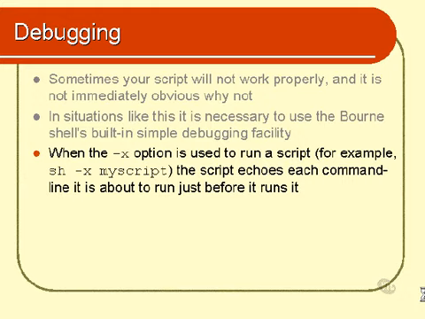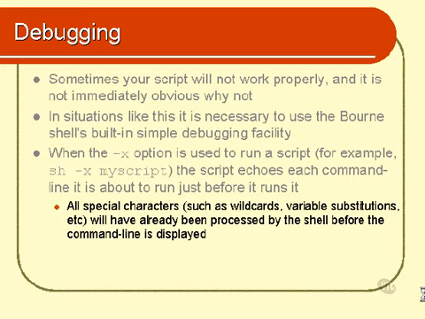It involves running your script with the -x option. The -x option is actually an option to the shell. So you would have to run your shell script like sh -x and then the name of the script, as you can see on the screen. Now what that does is just before each command is about to be run, the shell echoes out to the screen exactly what it's about to run. And the important point about that is that all special characters such as wildcards, variable substitutions and so on have already been substituted or processed by the shell. So you'll be able to see what variables are actually set to and what wildcards actually expand to and so on.